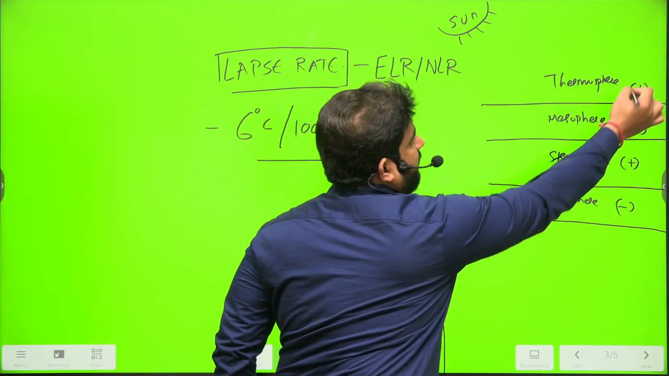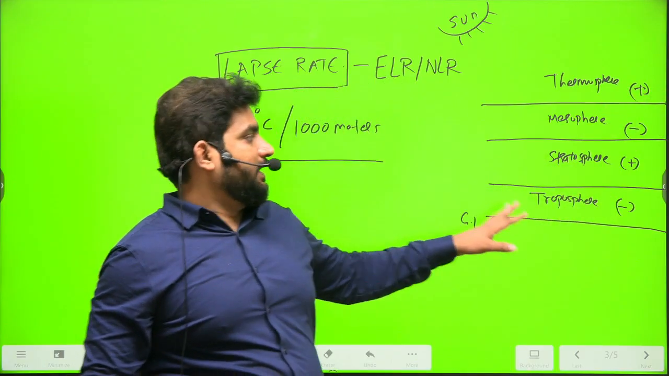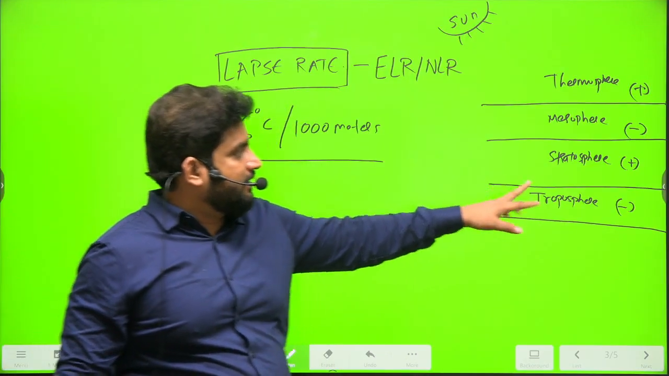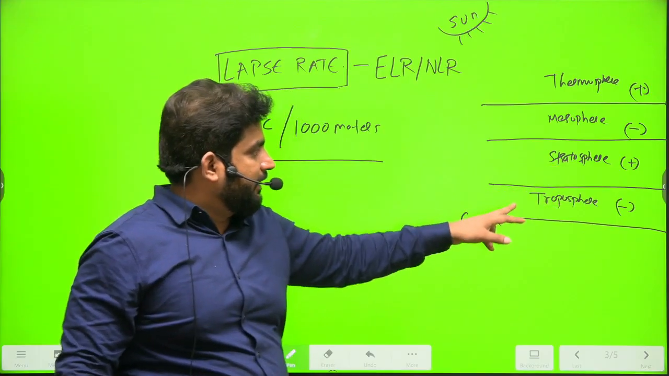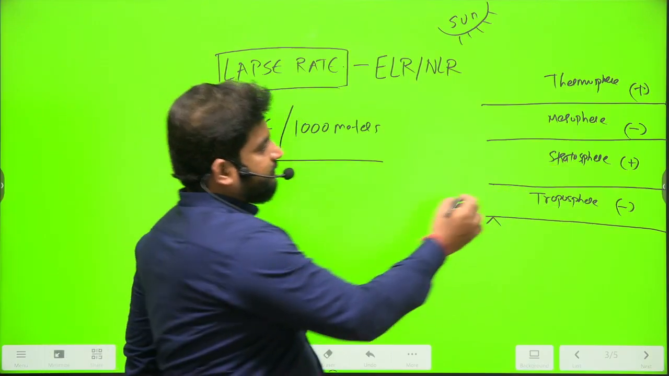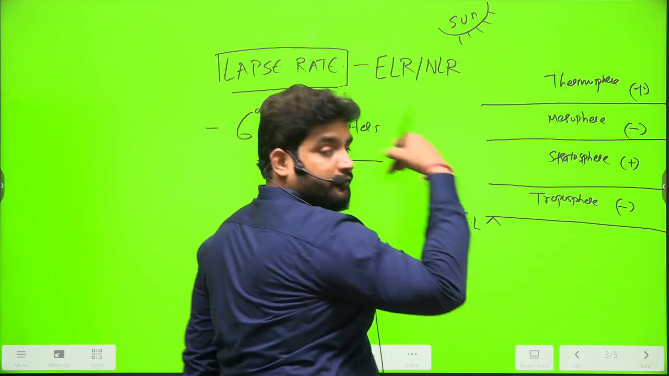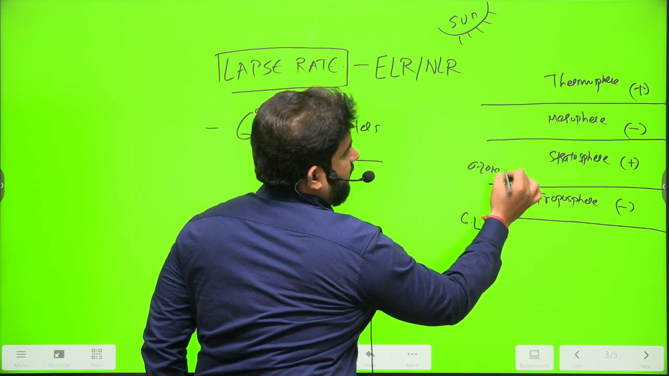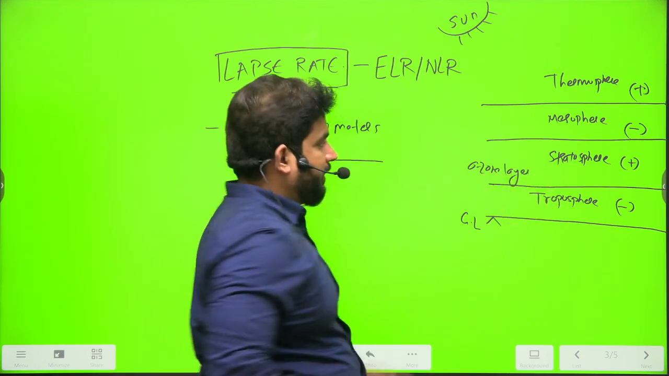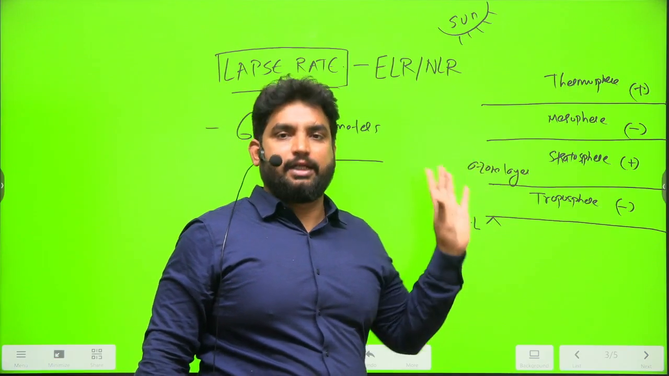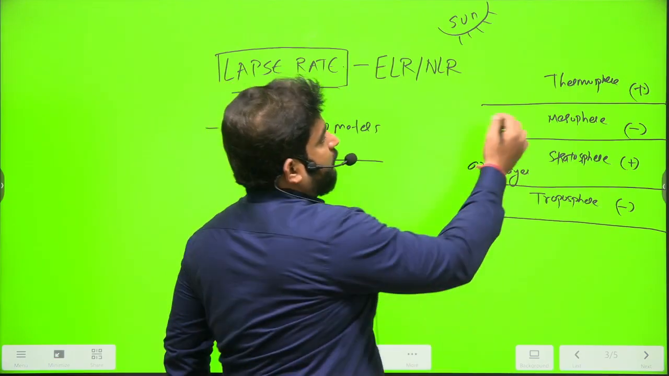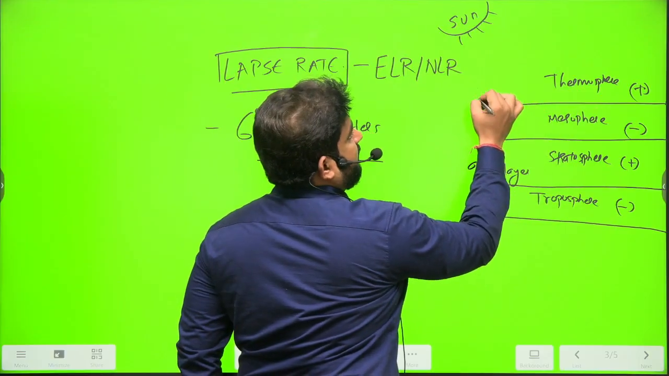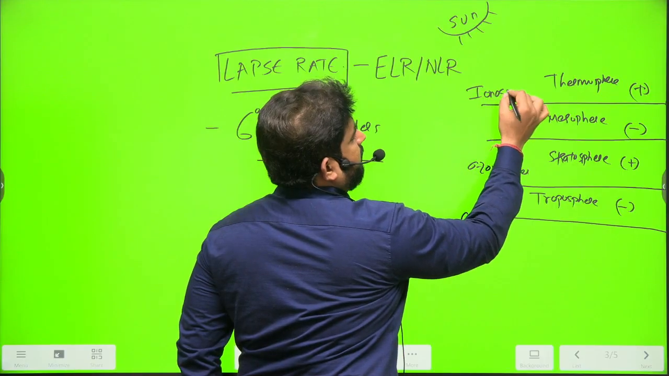Now you will ask me, sir, why does this happen? I will explain in a bit. In the troposphere, there is a fall. In the stratosphere, there is a rise, mainly because of the ozone layer here. In the mesosphere, again there is a fall. And in the thermosphere, there is again a rise because of the presence of the ionosphere here.